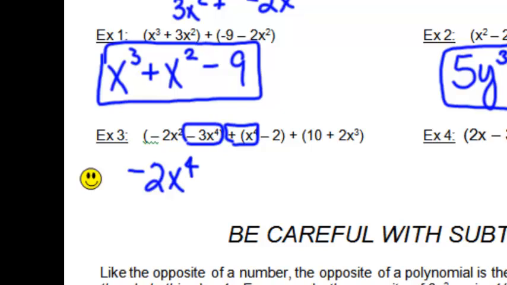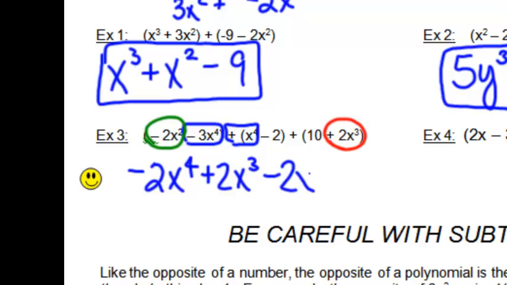And then I want to look at my next term, which would be an x cubed. Well, there's only one x cubed, so I'm going to add that plus 2x cubed. And I also have a 2x squared at the beginning. That happens to be negative, so I'm going to subtract 2x squared. And then I have to pay attention to my constants. I have a negative 2 and I have a positive 10. So that's going to give me plus 8.